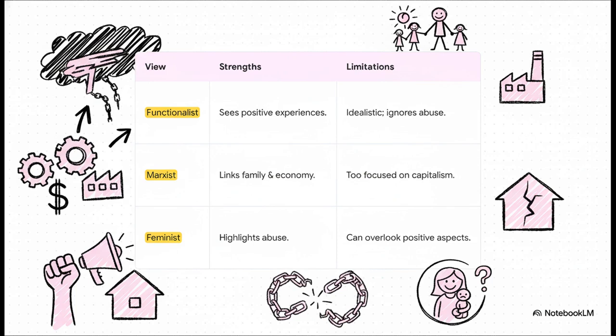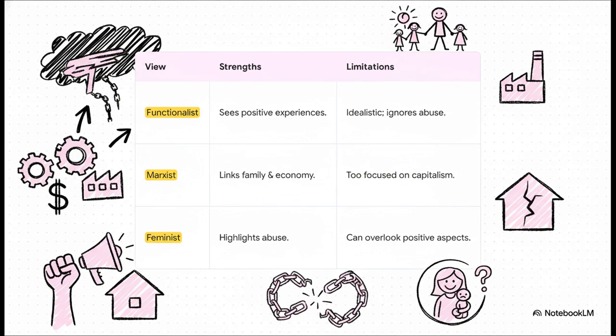Look at the functionalists. Their strength is that they do see that families can be a good thing, a positive experience, but their big weakness? They're accused of being way too idealistic, completely ignoring that dark side we just talked about. Then you've got the Marxists. They're great at showing how the family is connected to the economy. The downside, they can be a bit tunnel-visioned, focusing only on capitalism and class.